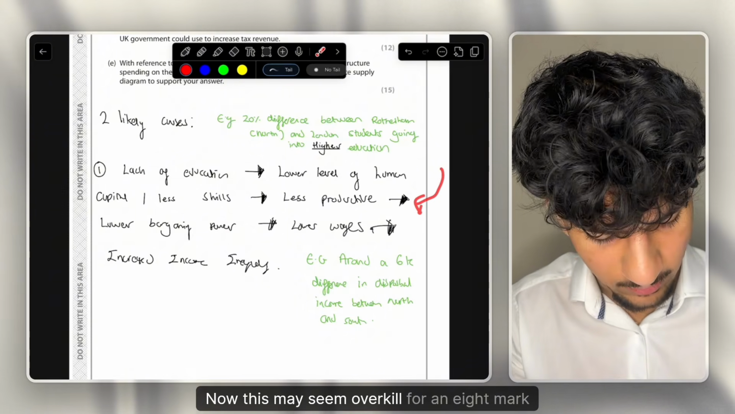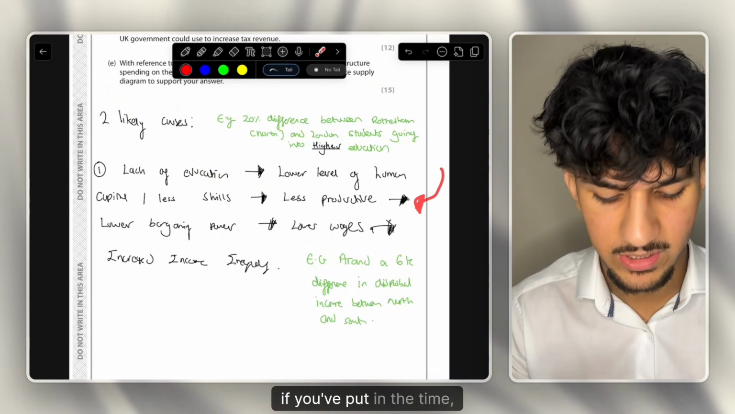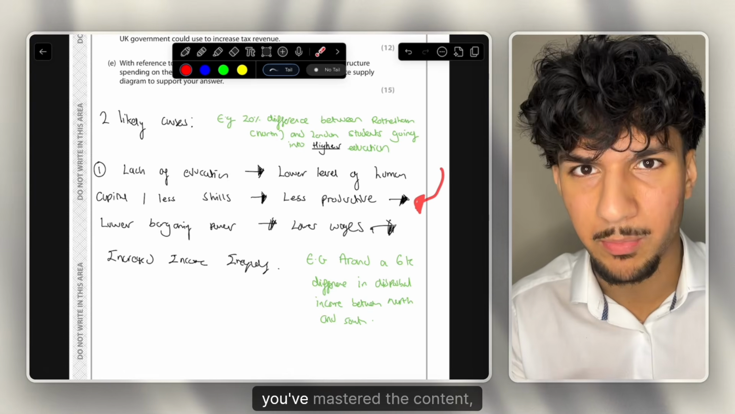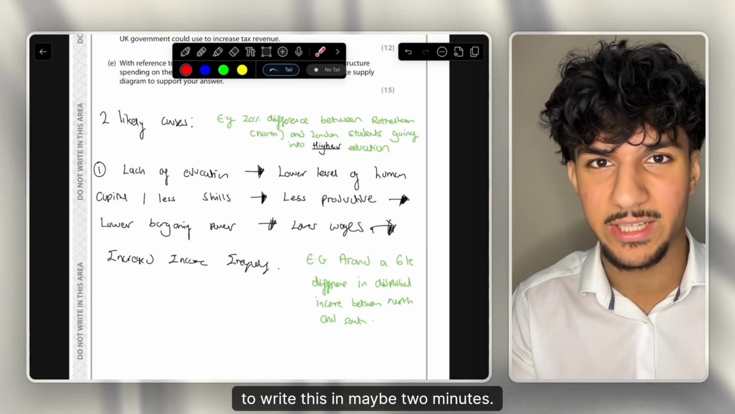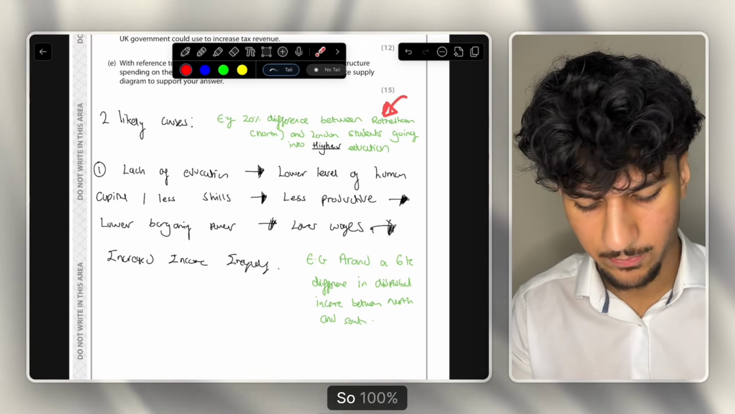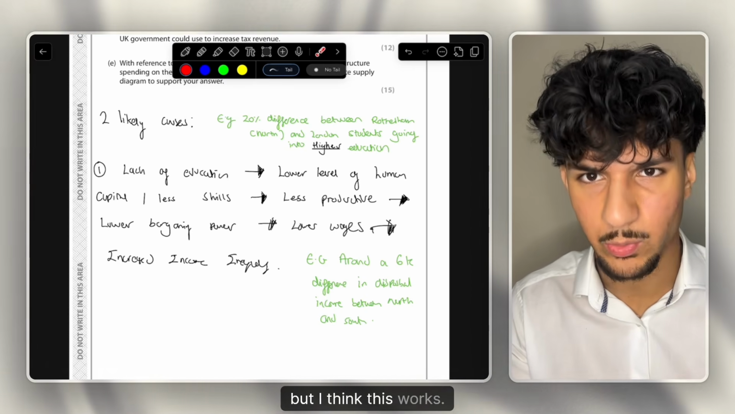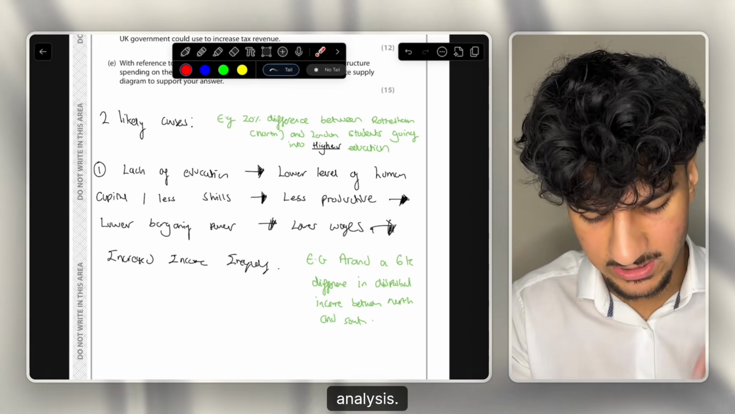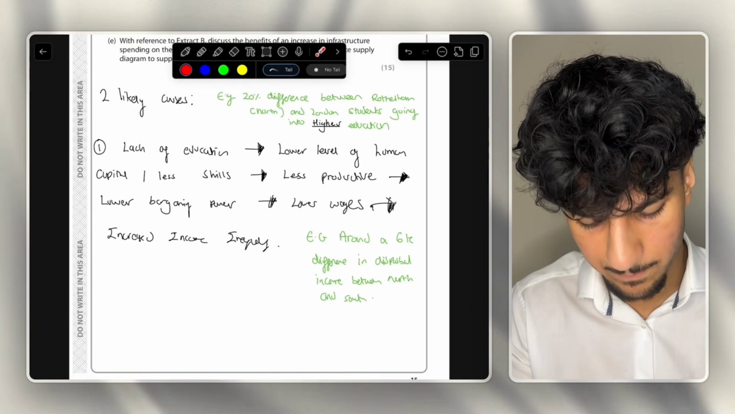Now, this may seem overkill for an 8-mark question, especially just for one paragraph. But if you've done the work, if you've put in the time, you've mastered the content, this will just flow very easily, and you'll be able to write this in maybe 2 minutes. So the only thing that's going to take you a bit more time is finding the application. So 100%, you can write a bit less for this first paragraph, but I think this works. It's a very logical step-by-step chain of analysis. But yeah, let's move on to the second paragraph, which is on lack of infrastructure.